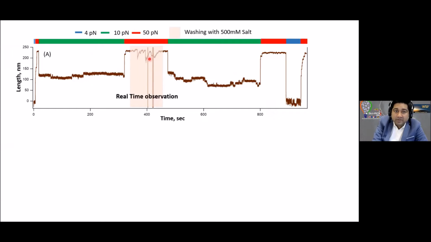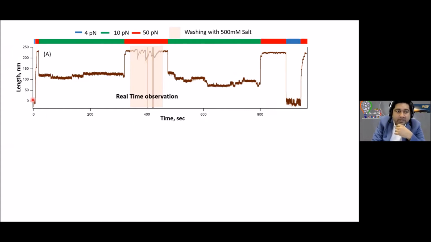Then we introduce a high concentration of salt, which is 500 millimolar, and then refolded again. Now you see that the same protein refolded much, much more than what you observed so far. Then I unfold it again, refold it again, put it at 4 piconewton and go to 50 piconewton once again. So there is a lot of complicated things going on. I don't know who missed what, but we can discuss all the topics during the question and answer session.